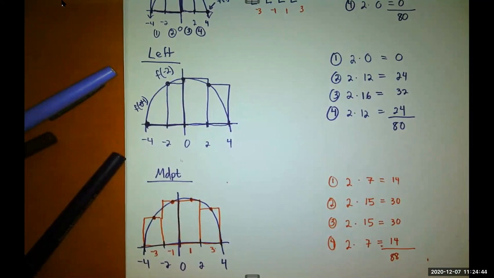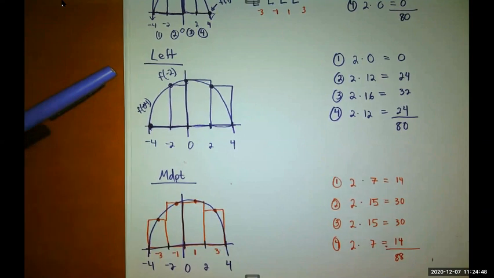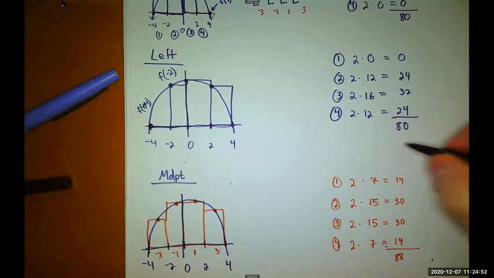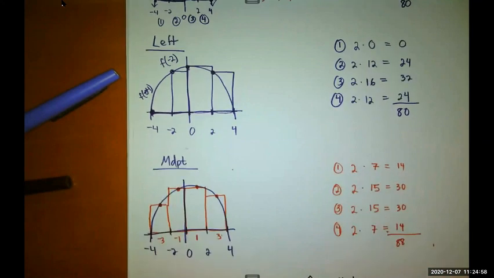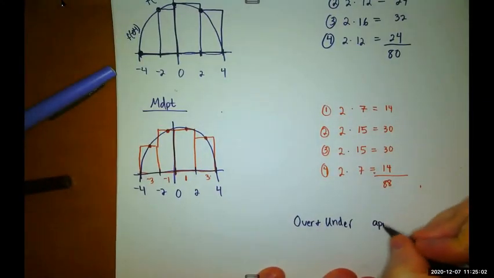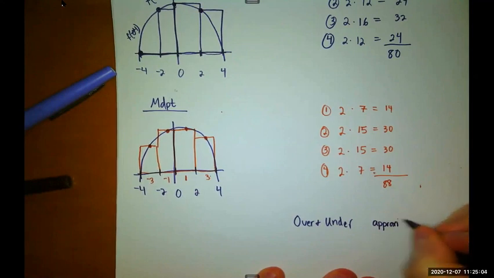So here's what I want you thinking about. I want you thinking about those ideas I talked about at the beginning, where we have over and under approximations. What do you think about that? And the best answer I have for you is going to be to study the geometry.